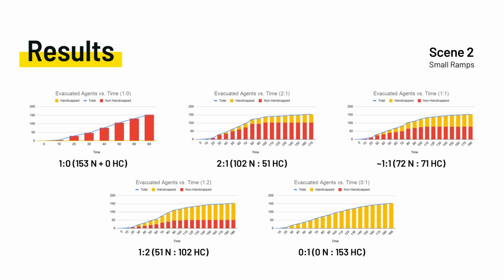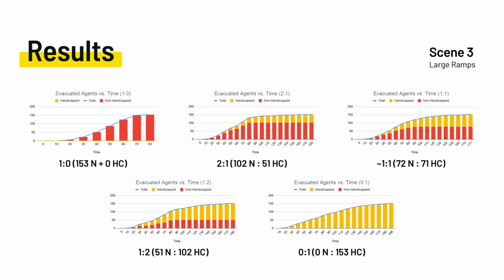And then 0 ratio to 1, all the agents there were purely handicapped. It took a lot longer, at least 189 seconds, 3 seconds longer compared to the previous, to get all the handicapped agents out of the building. So here, all 150 of the agents were handicapped. Overall, with small ramps, it took at least 189 seconds for 150 handicapped agents to evacuate out of the building.